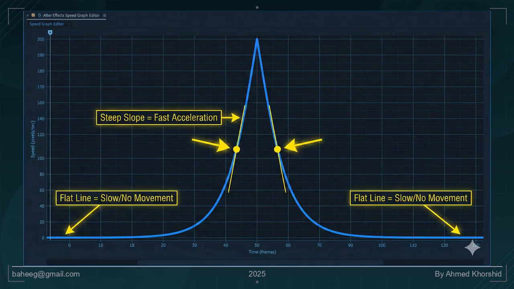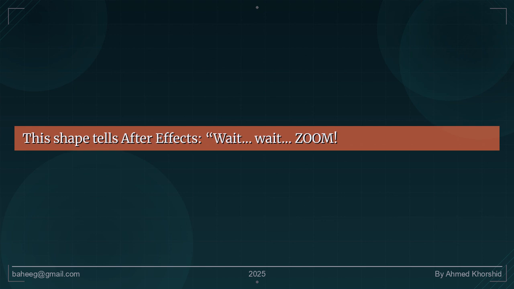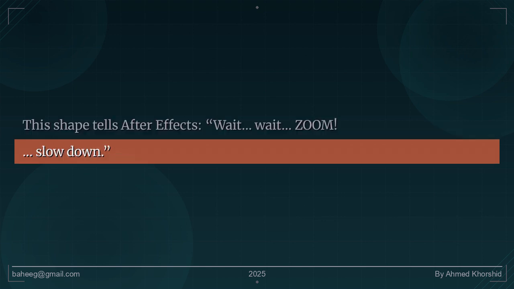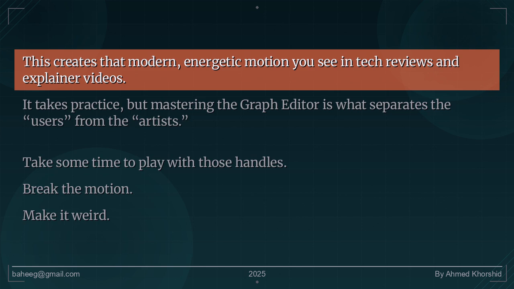Figure: a diagram of the speed graph editor. The curve is manipulated to look like a steep peak in the center. Yellow handles are being pulled inward. Annotations explain: steep slope equals fast acceleration and flat line equals slow, no movement. The visual style is sleek and technical. This shape tells After Effects: wait, zoom, slow down. This creates that modern, energetic motion you see in tech reviews and explainer videos.